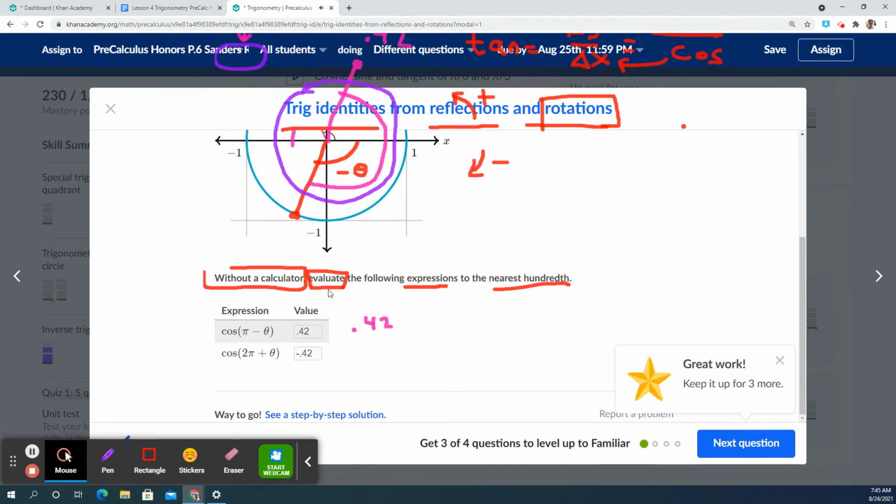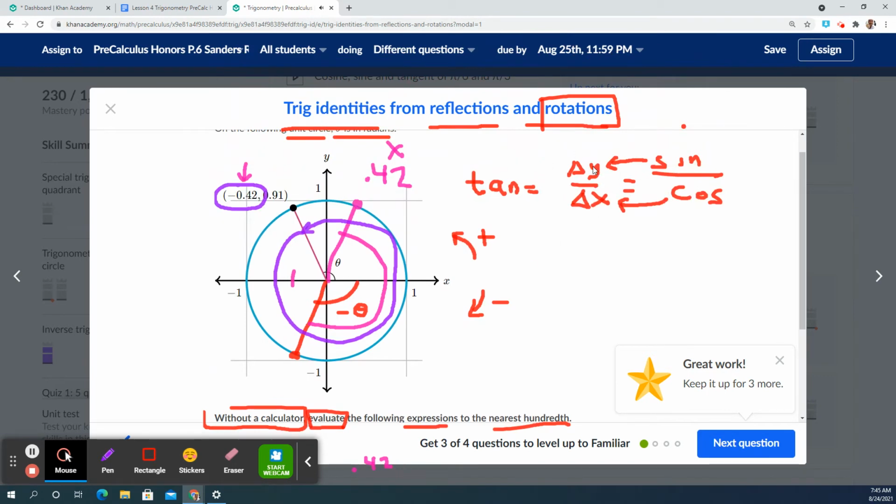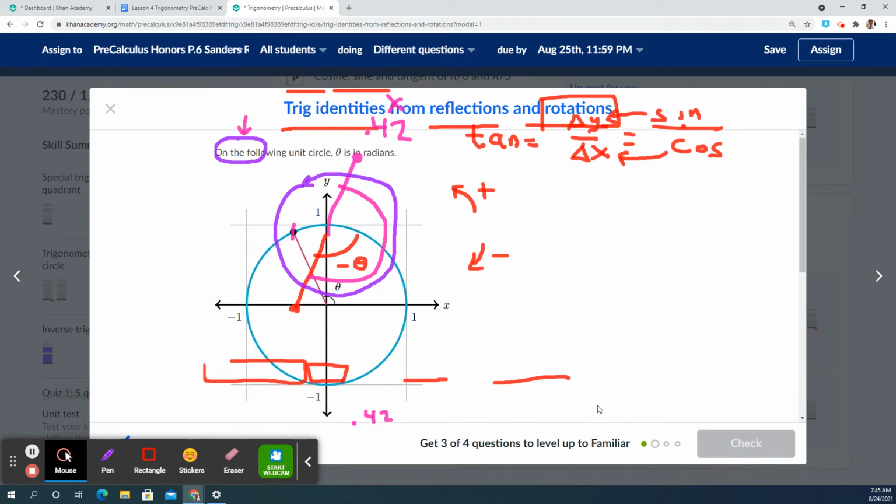It's just getting used to having this foundation of are we looking at the x or the y when they're giving a sine, cosine, or tangent. Tangent's going to be kind of an idea of is it positive or negative, and then doing the rotations to see where it lands. Let's try the next one.